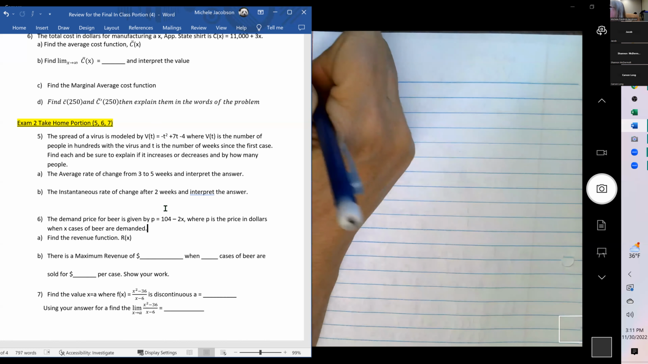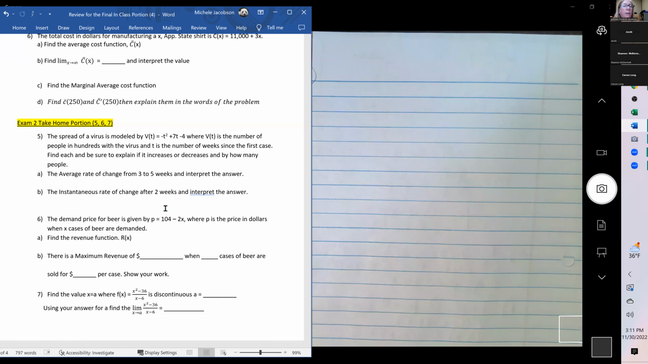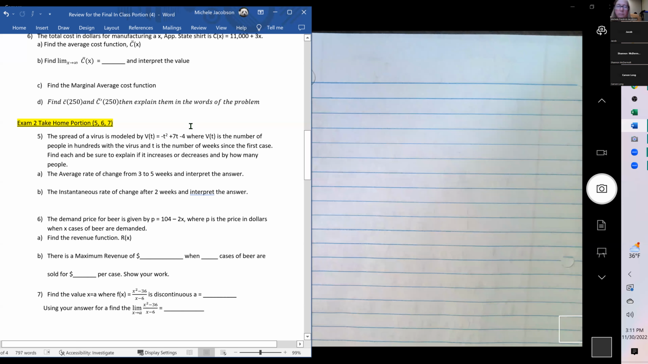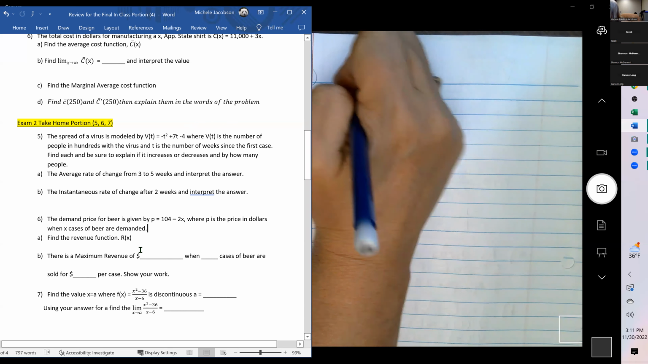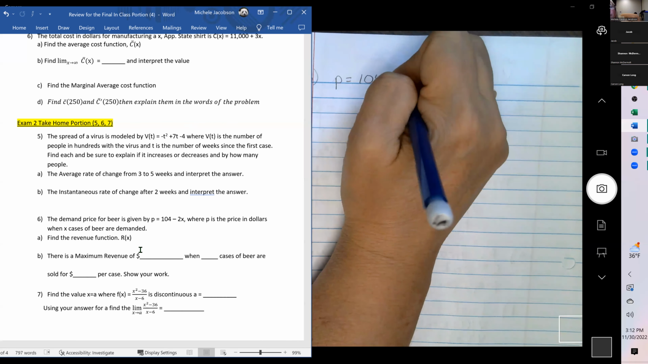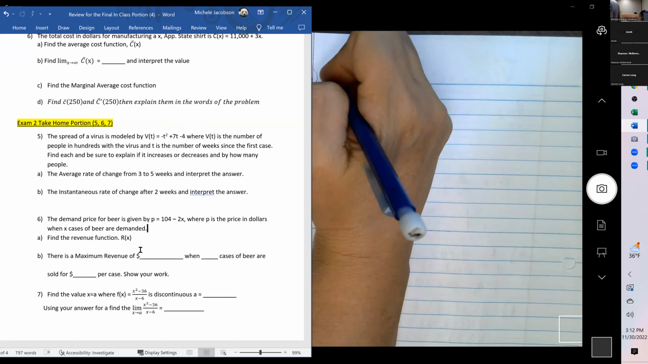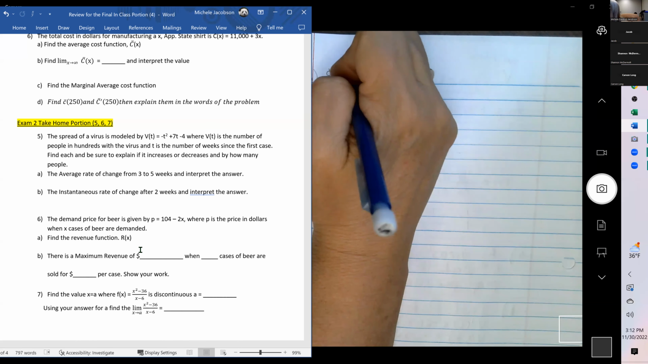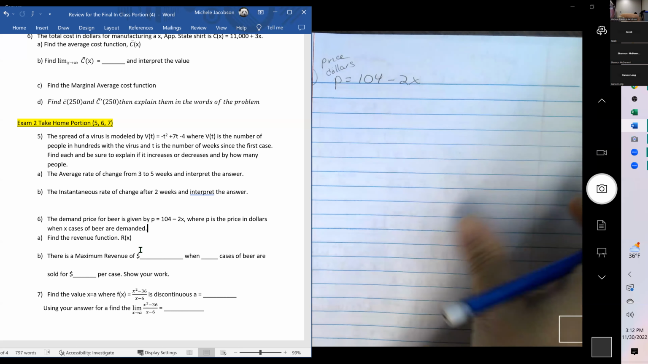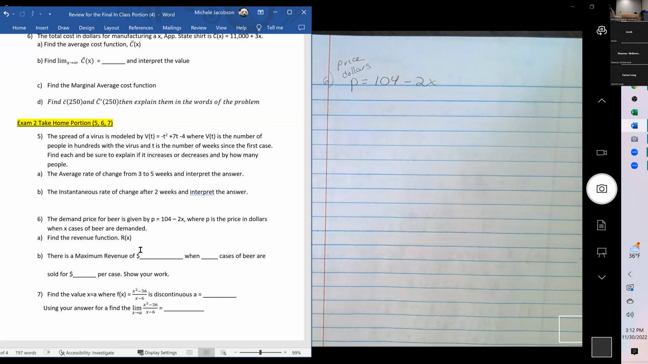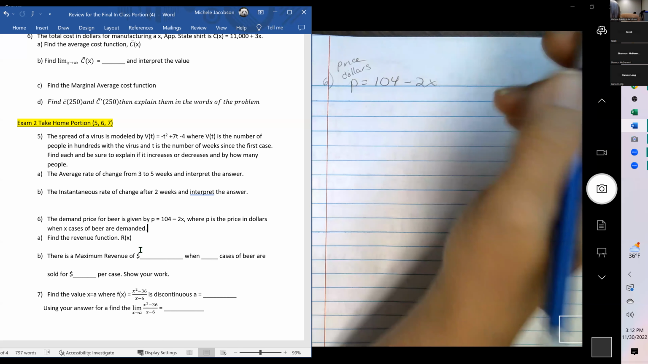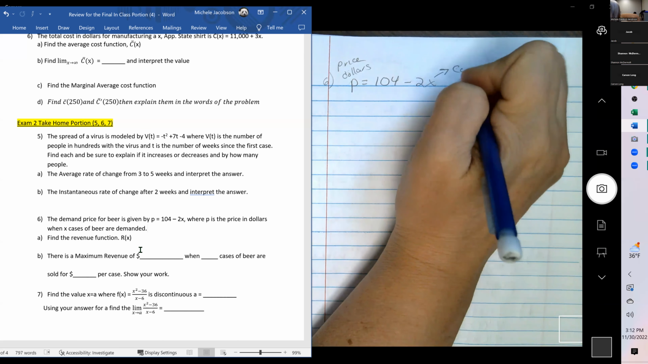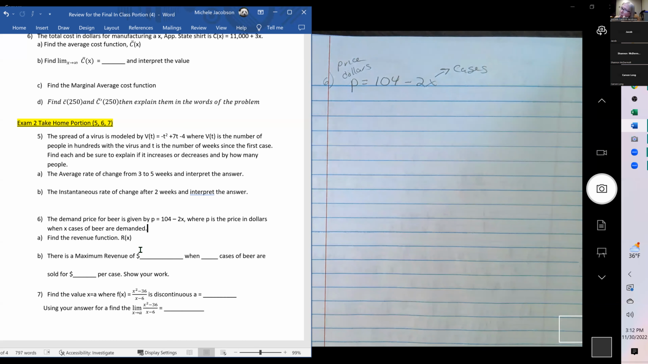Number 6. The demand price for beer is given by P equals 104 minus 2x. P is price in dollars, and X is cases of beer. Find the revenue function.